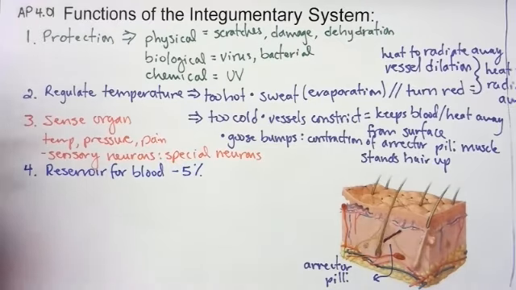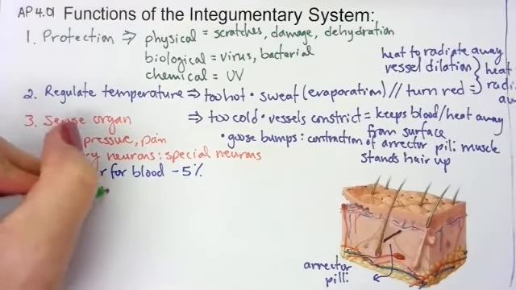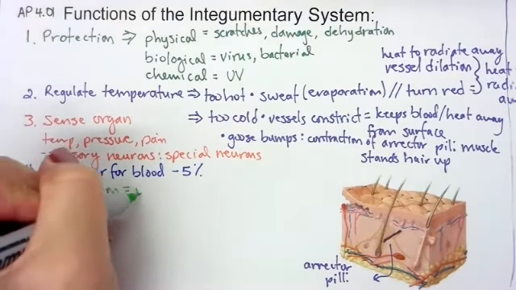Number 5 is excretion. So we get some of our waste coming out through our skin.